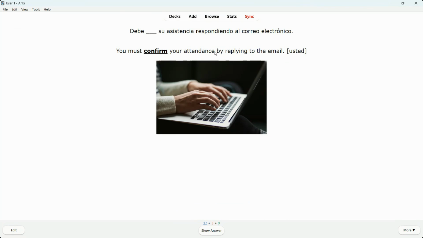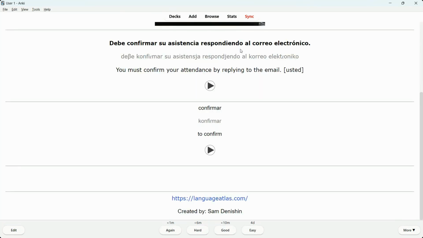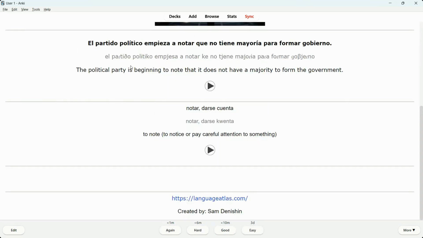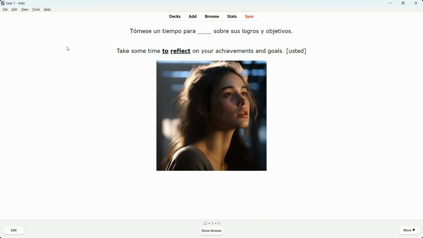Great. Let's do another one. You must confirm your attendance by replying to the email. Confirm. Debe confirmar su asistencia respondiendo al correo electrónico. Confirmar. Great. The political party is beginning to note that it does not have the majority to form the government. To note. El partido político empieza a notar que no tiene mayoría para formar gobierno. Notar, darse cuenta.